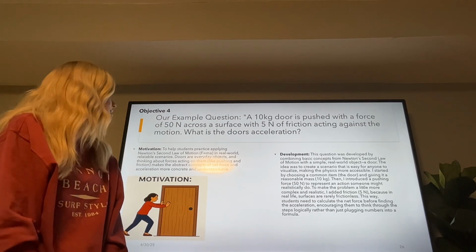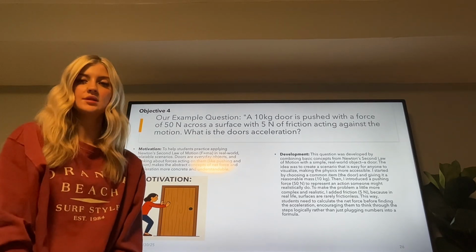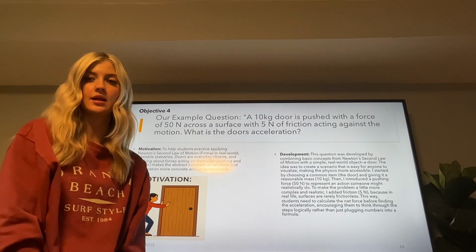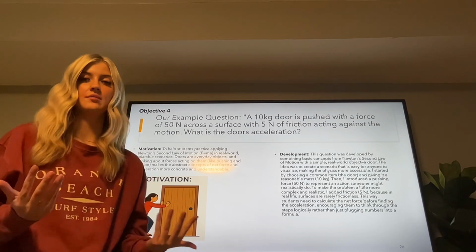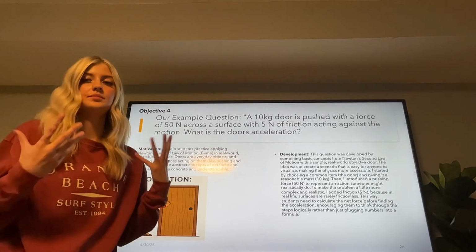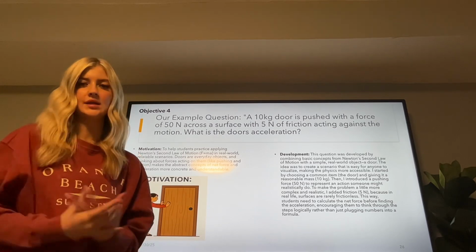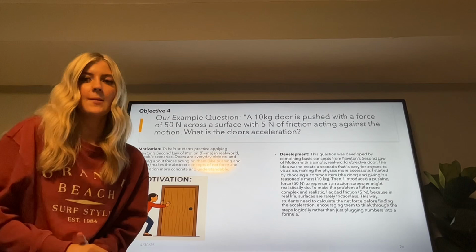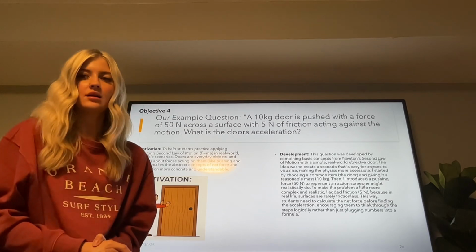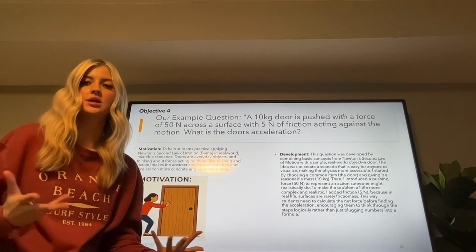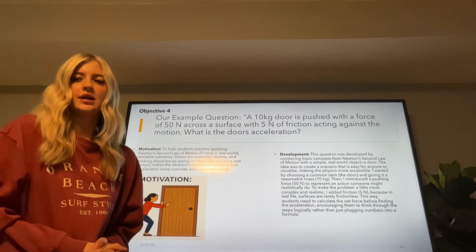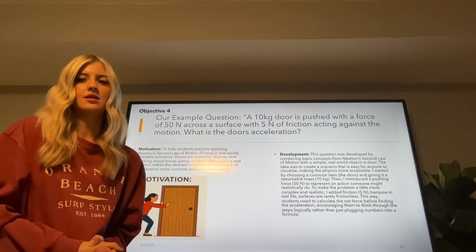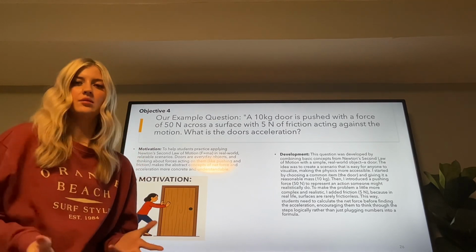Our motivation. To help students practice applying Newton's second law of motion, F equals ma, in real-world scenarios, like relatable scenarios. Doors are everyday objects, and thinking about forces acting on them, like pushing and friction, makes the abstract concepts of net force and acceleration more concrete and understandable.